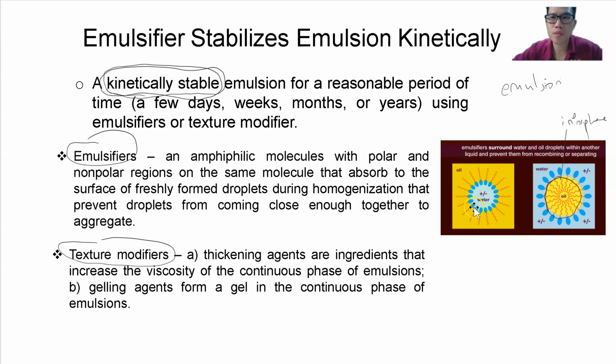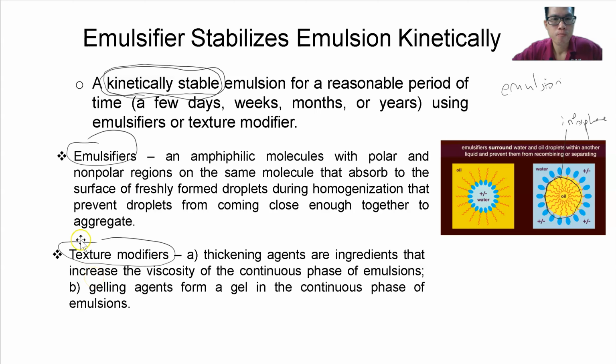In this case it is a water in oil emulsion. You can see that the hydrophilic part is now pointing into the water droplets, and the tail is going into the oil. So this is the emulsifier. Of course, in industry and manufacturing there are a lot of different types, so please choose wisely. You will learn more details about emulsifiers in food chemistry.